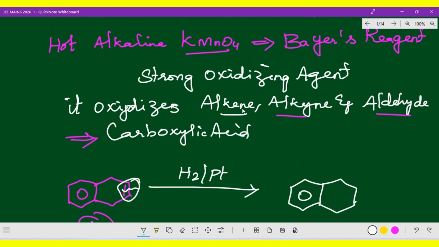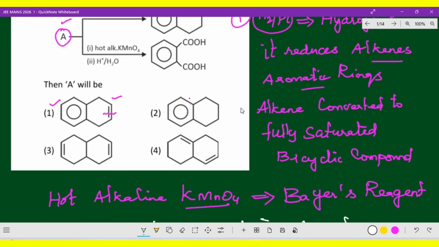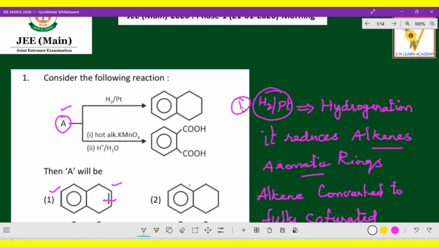I hope you got a clear idea about this question. This is a very interesting question, and it's very easy also. The first question, which is the correct option? Option A, that means option 1 is the correct option. Come on, let us go to the next question.